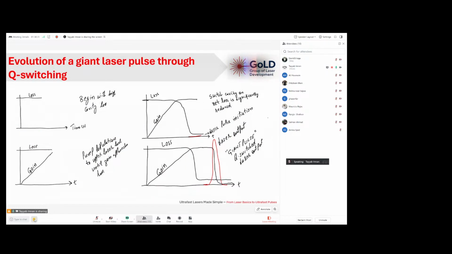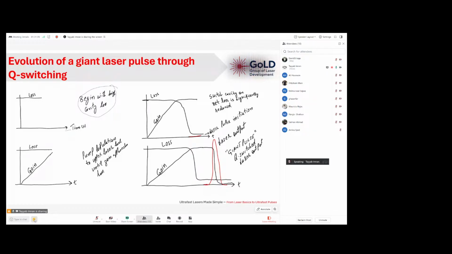Last slide: evolution of a giant laser pulse through Q switching, how it happens. I drew these plots by myself; maybe if someone is very good in Python or something, it can be done. First, on the right side, what you see here is the losses versus time. This is the time, and time is important. This is the point of maximum losses.